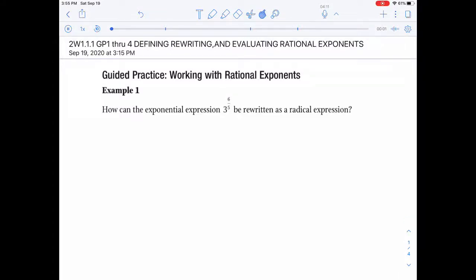How can the exponential expression 3 raised to the 6/5 power be rewritten as a radical expression? So let's begin with this 3 to the 6/5 power and think of another way that we can write that.